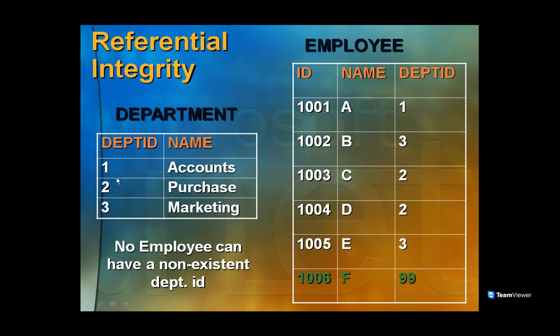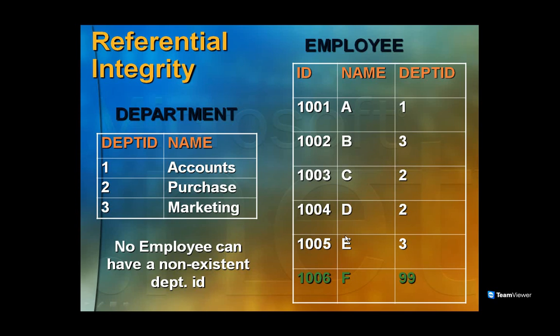Is it 99? No. Is it 99? No. Is it 99? No. So it will give an error saying that department 99 does not exist, and it will not accept the entire row. So SQL Server enforces this automatically when you have a primary key and foreign key relationship.